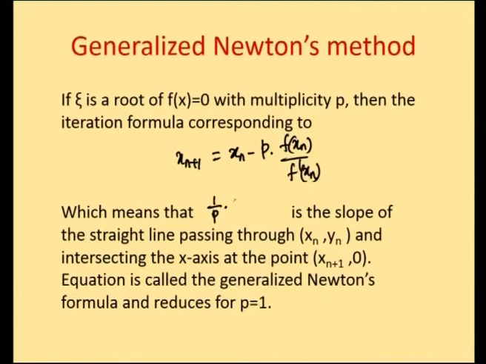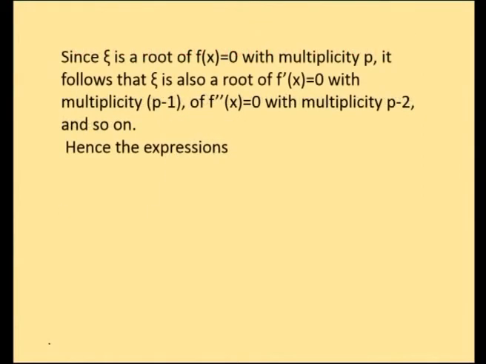which means that 1 by p into f dash of xn, just the reciprocal of this, is the slope of the straight line passing through xn, yn and intersecting the x axis at the point xn plus 1, 0. So, this equation is called the generalized Newton's formula, and this reduces to the Newton-Raphson method when this particular p value is equal to 1.